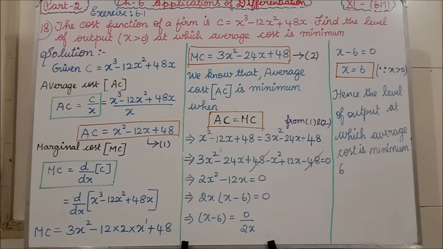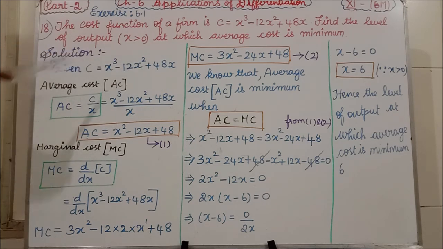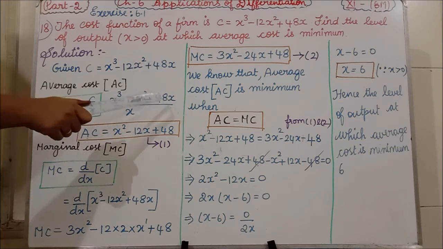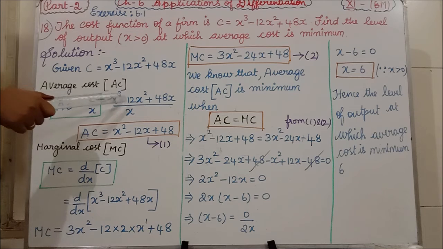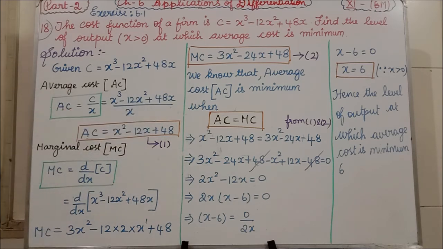Shall we start the solution now? Yes. We have been given the cost function, but with this function we have to find the average cost. I told you many times, when average comes, you have to divide with x. Here average cost is there, so we have to divide the cost by x. So this is the cost given in the question, you are dividing with x. So in each term the power will be reduced by one. So here you will get x square minus 12x plus 48 as the average cost.